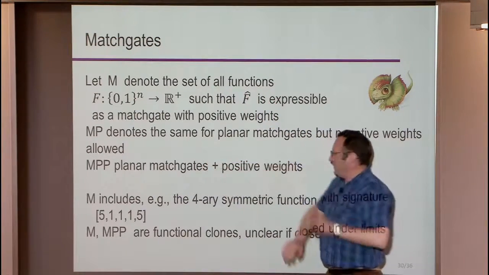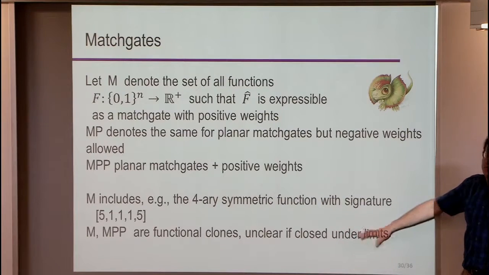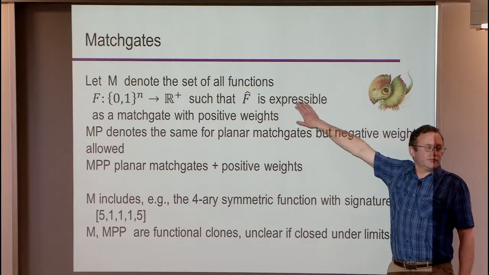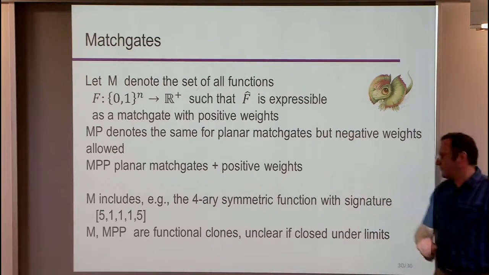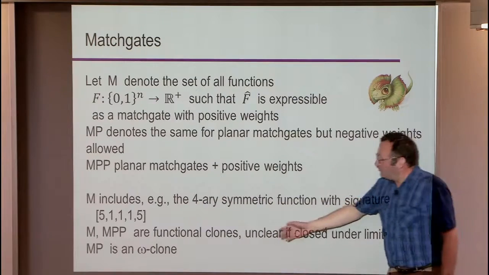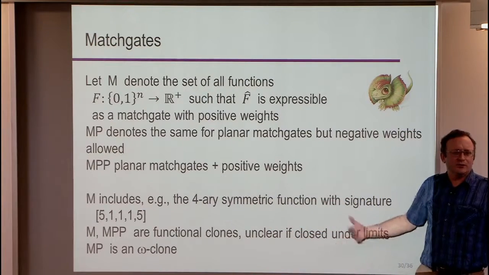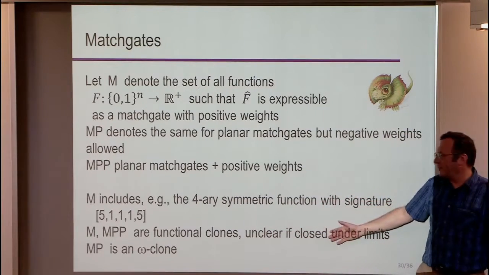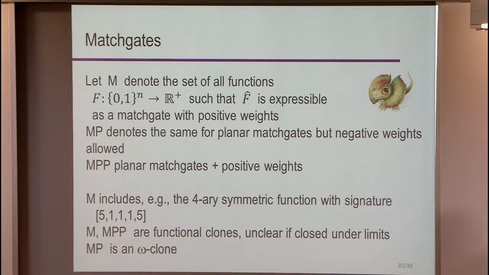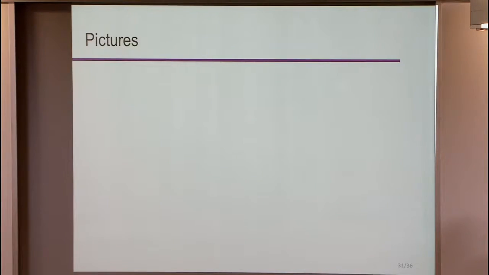This one and this one are functional clones, which is again kind of an odd thing if you think about it, because we are imposing conditions on the Fourier transform. But we don't know if it's an omega clone. We don't know what happens if we take limits. But since MP is given by identities, well, okay, we know that it is an omega clone.